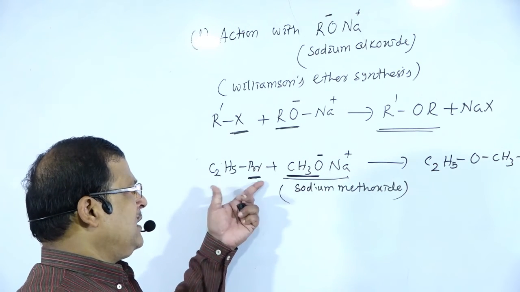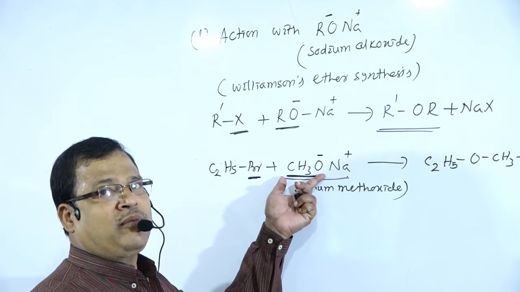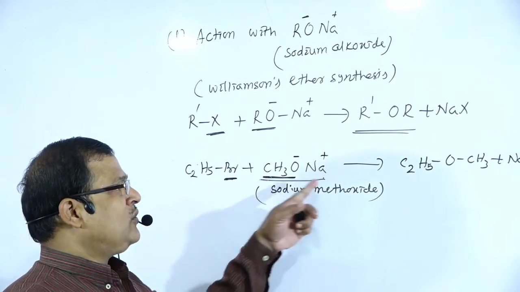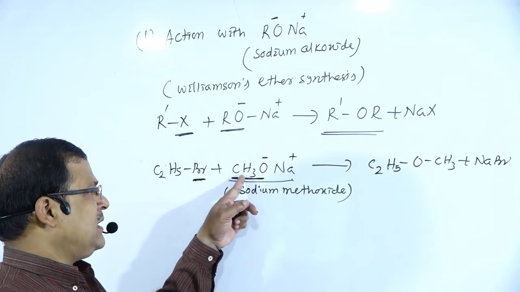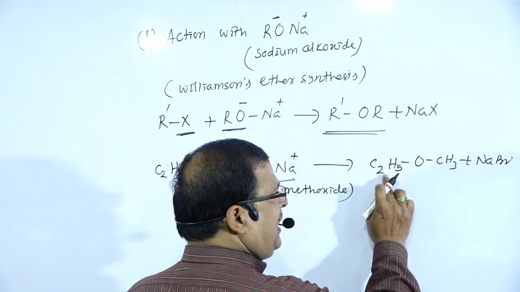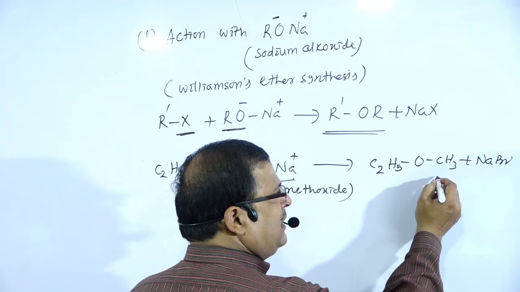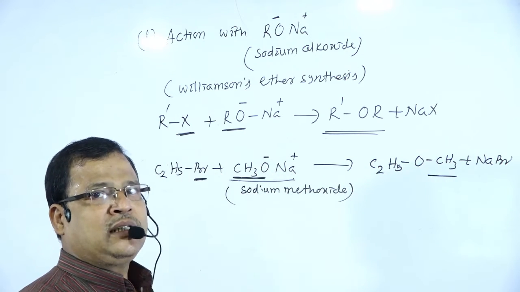Ethyl bromide reacts with sodium methoxide, a sodium alkoxide containing one carbon atom, to form an ether, C2H5OCH3, that is ROR'. That is the formula for that ether. It is an alkoxyalkane; the less carbon-containing group is known as alkoxy, that is methoxy.